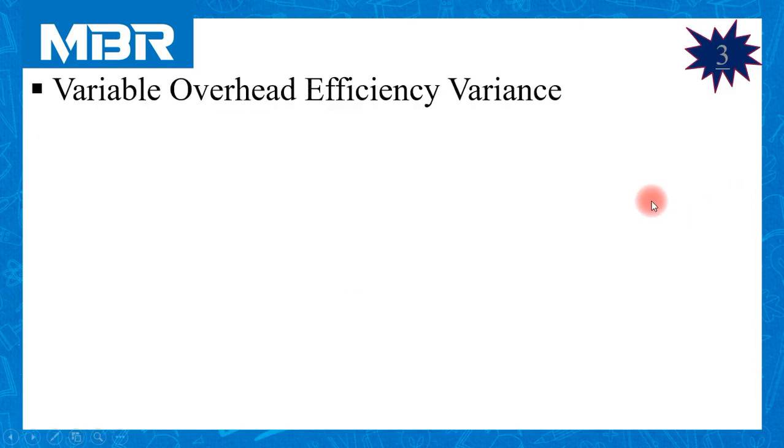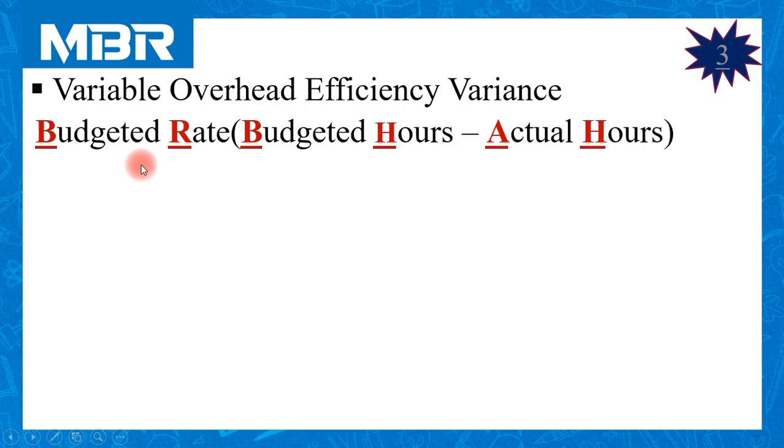Third and last, variable overhead efficiency variance. Budgeted rate into bracket budgeted hours minus actual hours. It is similar to the volume variance, because in a volume variance, budgeted price, budgeted quantity minus actual quantity. Here price is replaced by rate and quantity is replaced by hours, because we are working with the human hours.